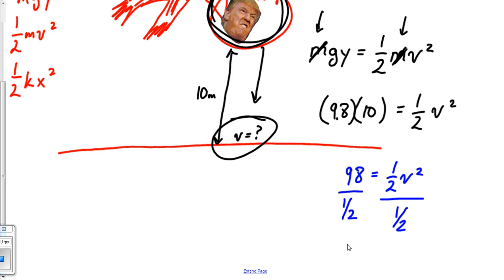By the way, hopefully you can do this pretty easily. Dividing by the 1/2 is the same as multiplying by 2. So this would be 196 equals, but notice something. Would the fish be going 450 miles per hour when it hits the water? No. Square root that thing. How fast would the fish be going when it hits the water?